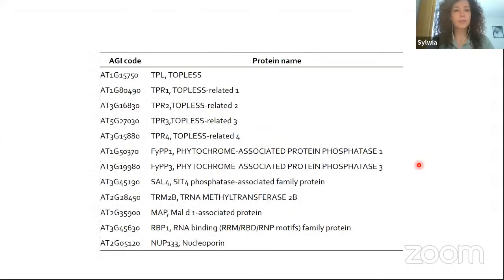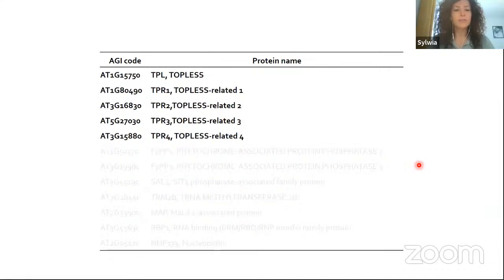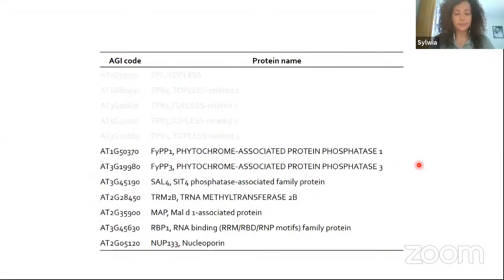So we got a list of putative interactions, putative proteins. And what we noticed from this list is that 5 TOPLESS and TOPLESS-related proteins were identified. Those are the co-repressors that were already known to interact with SMAX7. So that was another confirmation for us that our approach actually worked. But apart from finding those TOPLESS proteins, we also found several novel interactors.